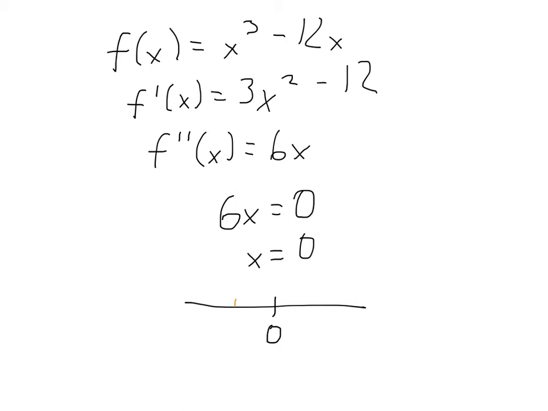To do that, we take a number before 0, say negative 1, and we plug that into our second derivative. We get negative 6. That means the function is concave down on the left side of 0. Then we go to the right side of 0, say we take 1, and plug that into our second derivative. 6 times 1 is 6, and that's positive, which means the function is concave up on the right side of 0. If it's concave down on the left and concave up on the right, then it changed concavity at 0, and that means it is a point of inflection.